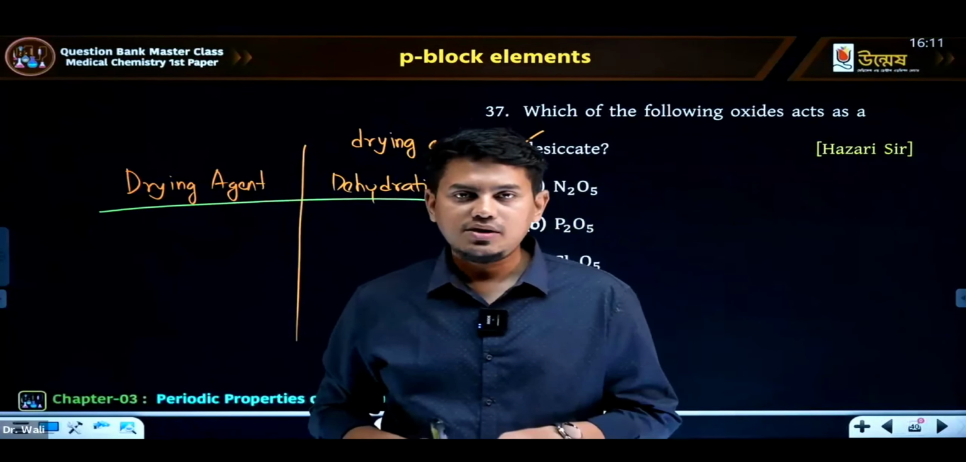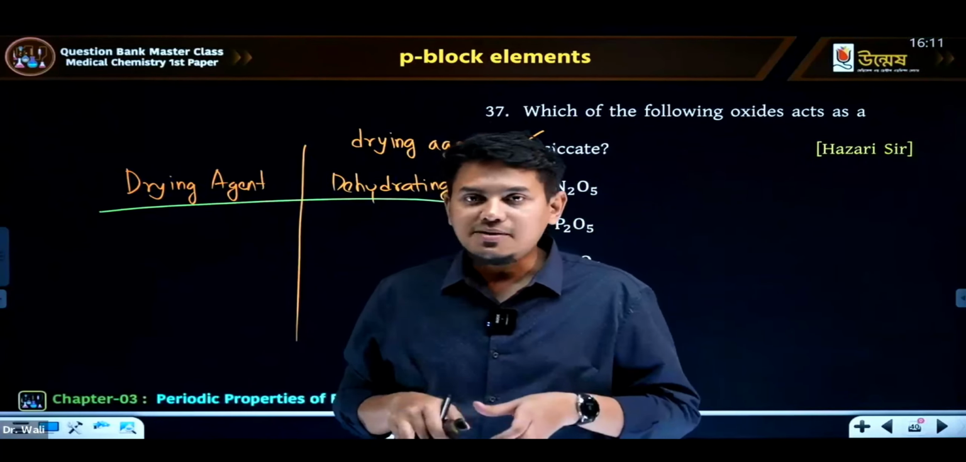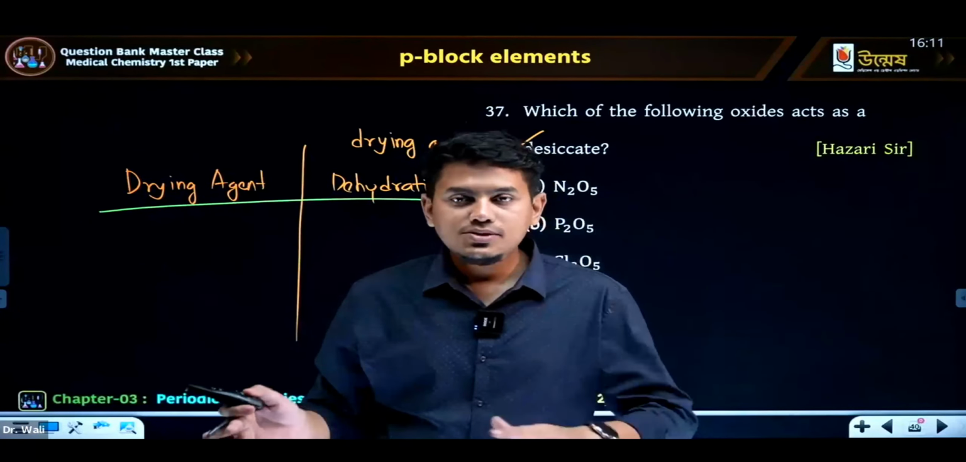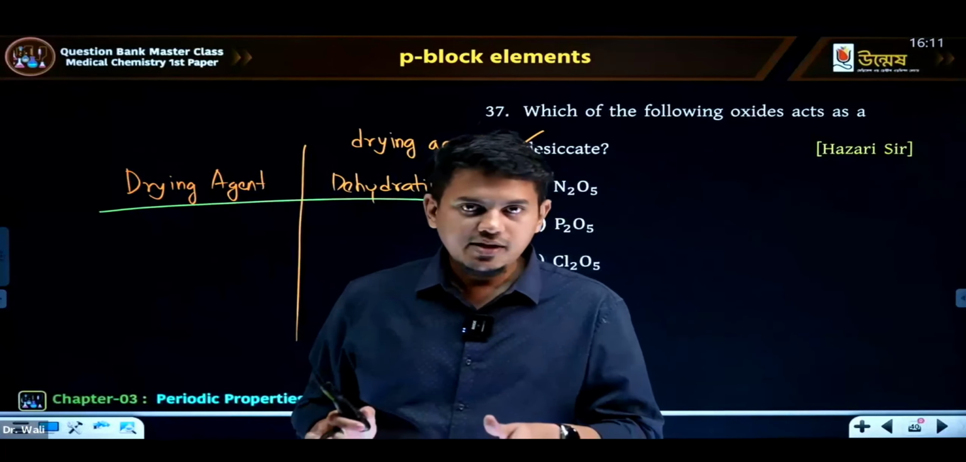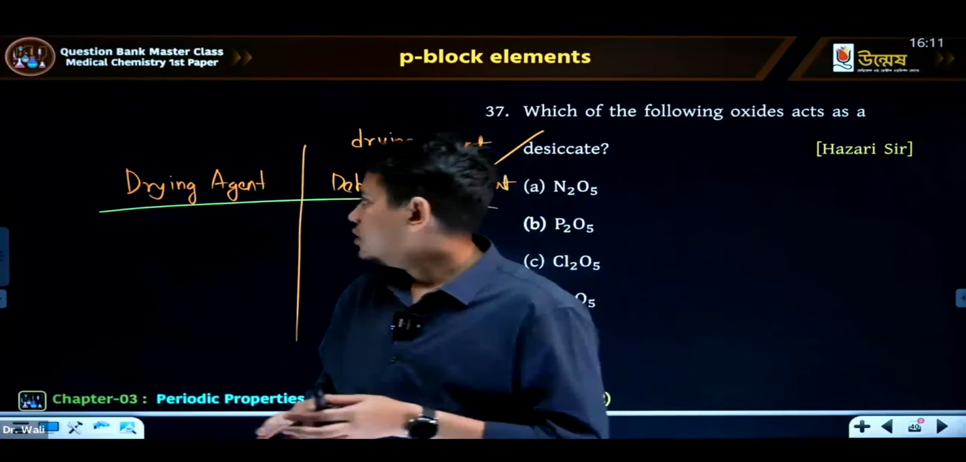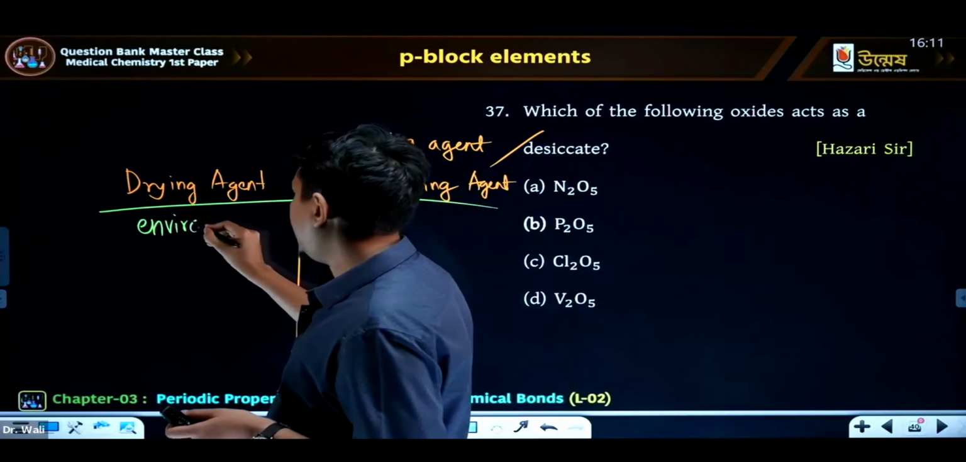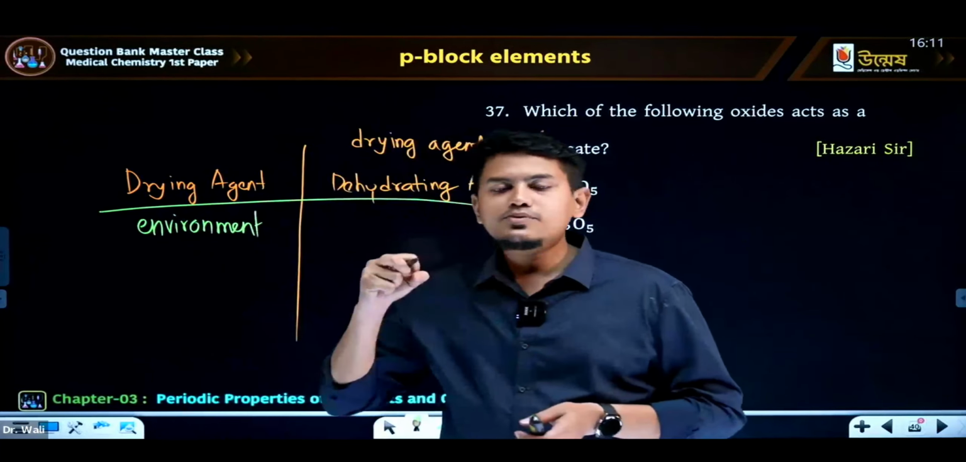Drying agent does not participate in the reaction. It is not a reactant. It just stays within the system to absorb any water from the surroundings to keep the reaction impurity free, okay? So that it does not manipulate the process of the reaction. So it stays within the environment and it dries out the environment. It absorbs water from the environment.